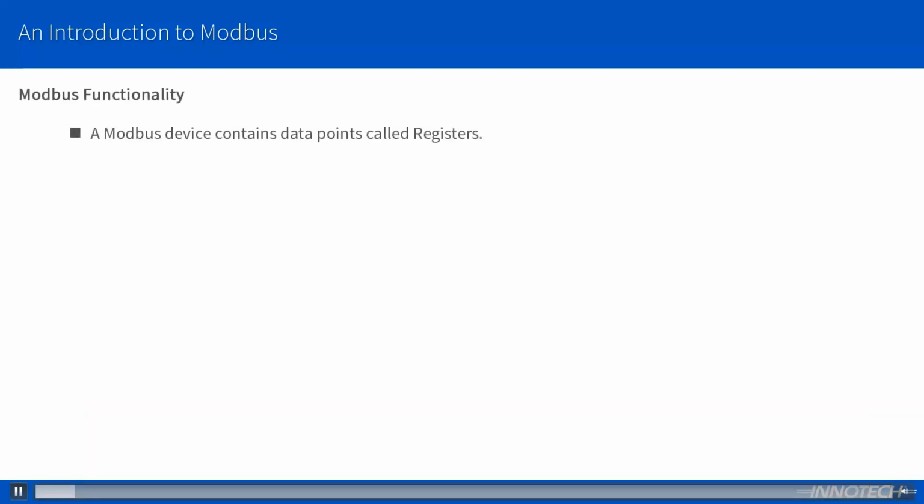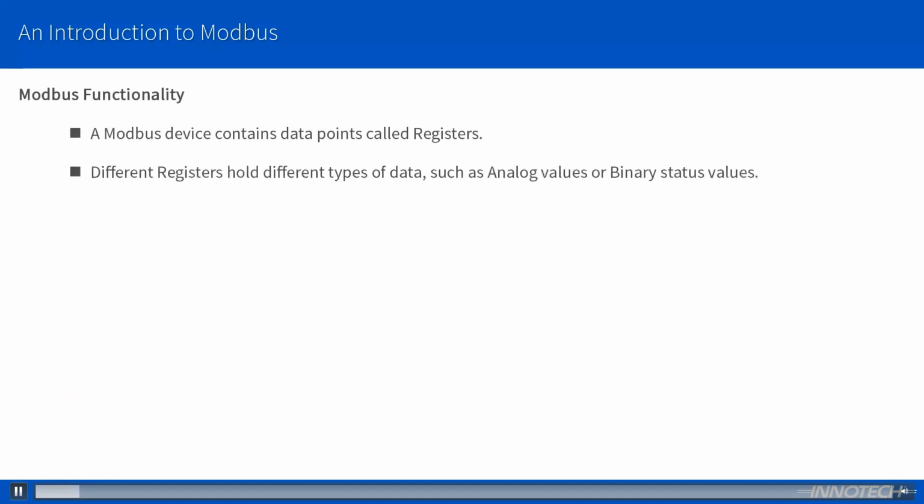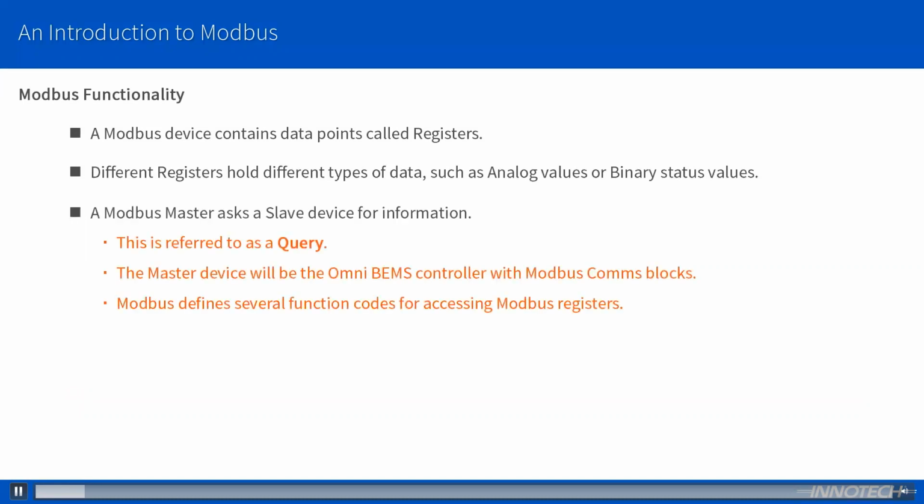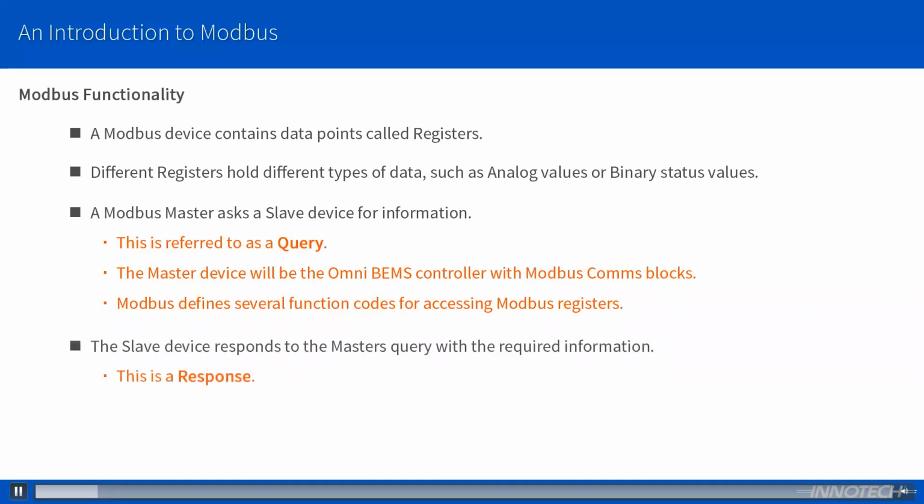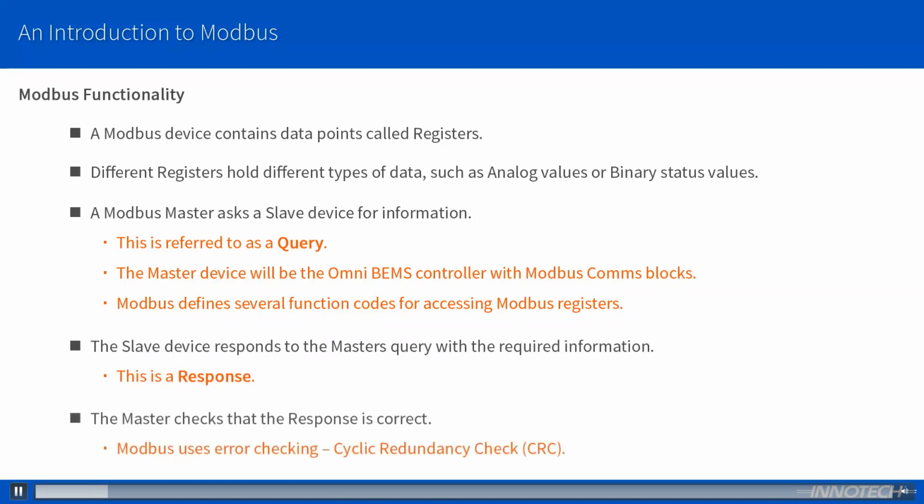A Modbus device holds data values in storage areas called registers. Different types of registers hold different types of data and offer various functionality. A Modbus master device asks or queries a connected slave device for information held in the registers. In our project, the Modbus master will be the OmniBEMS controller. The slave responds back with the information asked by the master. This will all work fine if the master has queried the slave in the correct manner with the correct parameters. If not, Modbus has built-in error checking that can provide some feedback.